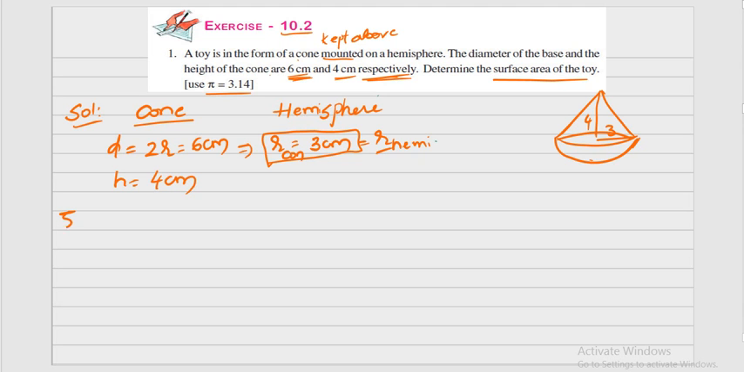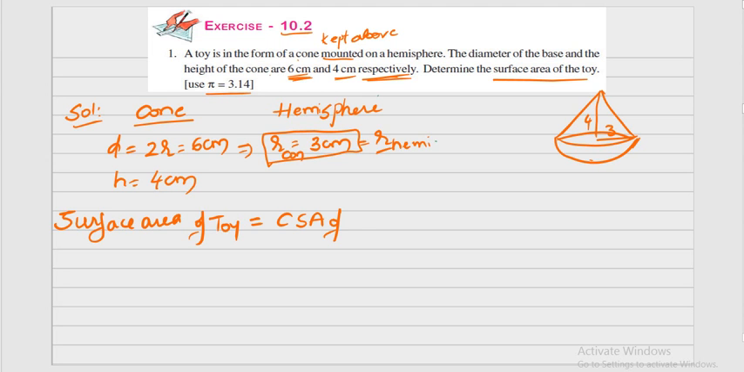Now what do I need to find? The surface area, right? We need to find the surface area of the toy. The surface area of this toy is given by, so what are the things that we can see here? Only the lateral, that is, the curved surface area of the cone, because the base is not appearing because of the hemisphere. The same way, the top of the hemisphere we can't see, so that's why we need to consider the CSA of both the figures.